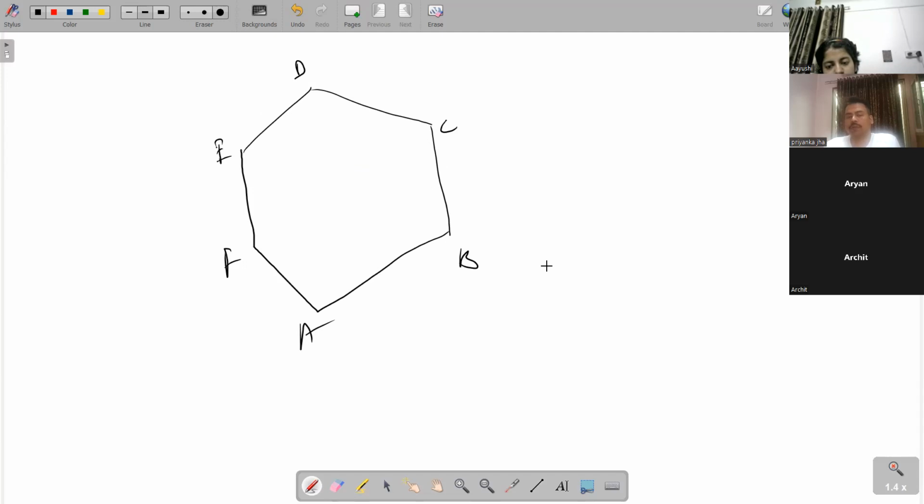See, there are two ways to solve this. If you want to write the area, you can divide this into one triangle, second triangle, third triangle, and fourth triangle. And you will find the area of all the triangles and just add. You will get the complete area, right? But why do this again and again? Just write this.